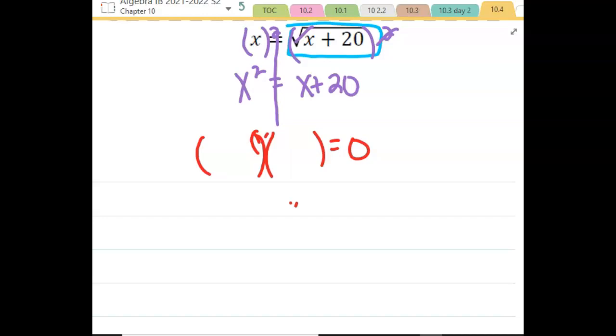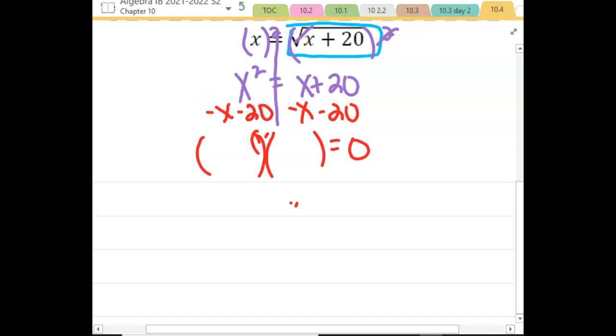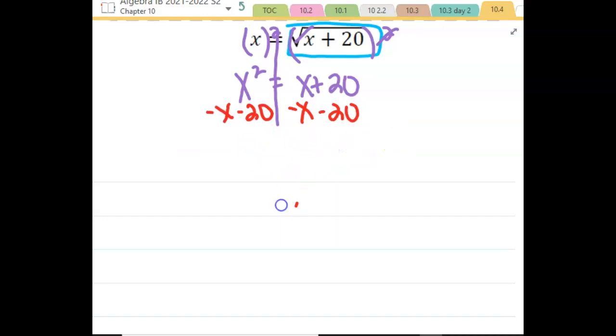So typically what's going to happen is you're going to need to leave your x squared over there, and move these two terms towards the x squared. Since that's a positive x, we're going to subtract x. Since that's a plus 20, we're going to subtract 20. I need to do the exact same thing on the other side. Just like last chapter, this is an x squared, this is an x. You cannot combine those together, so it's going to stay x squared minus x minus 20 equals 0.